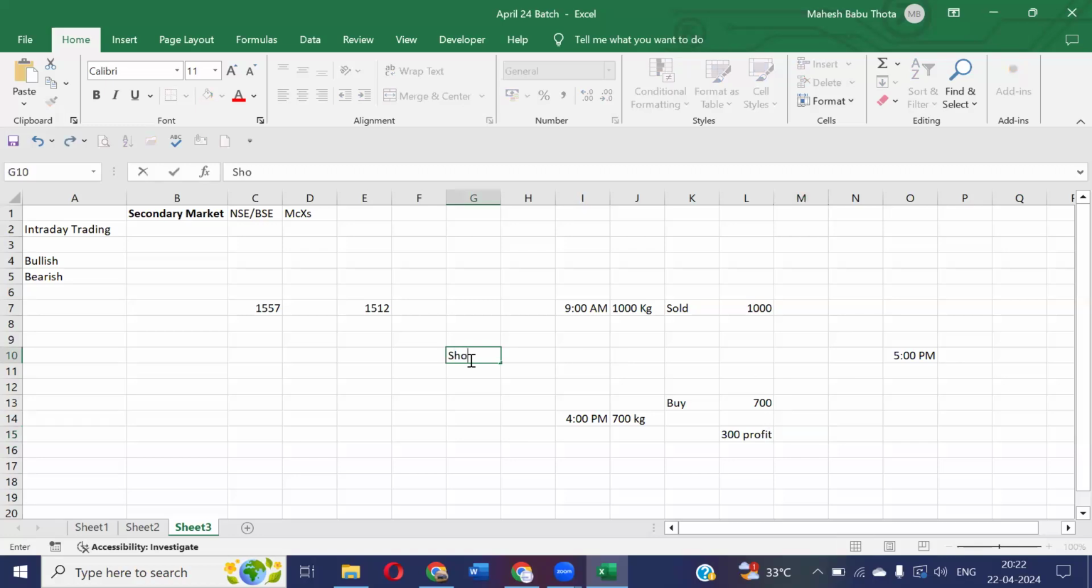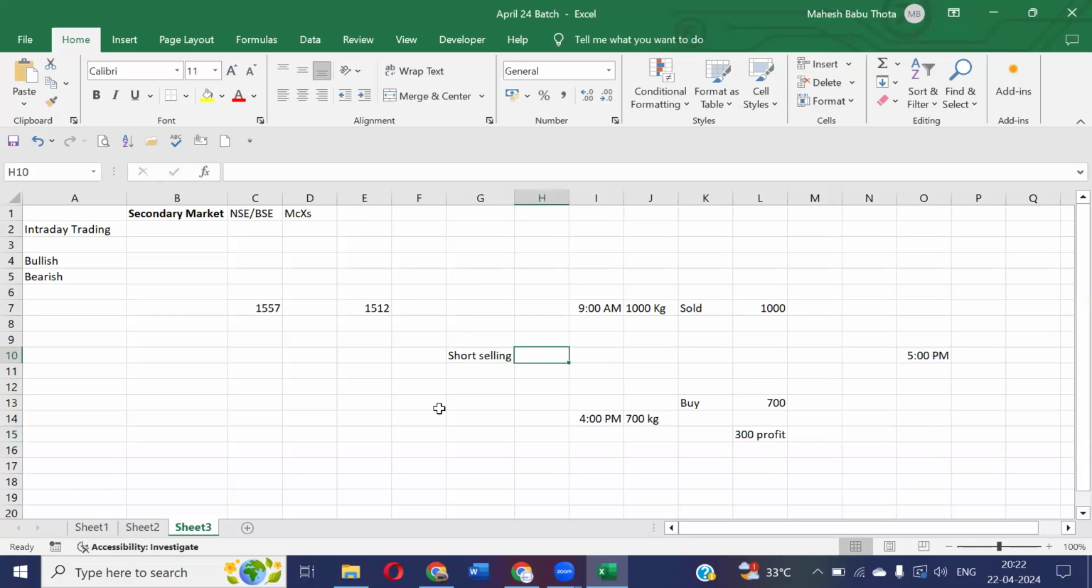What we call it is short selling. A very, very important word. It's a strategy. Short selling is a strategy. So in this short selling strategy, you know what we do? Without holding any securities in our hand, we can sell the securities. And whenever the price goes down, we will purchase the shares and deliver the securities to the buyer. That concept we call short selling.